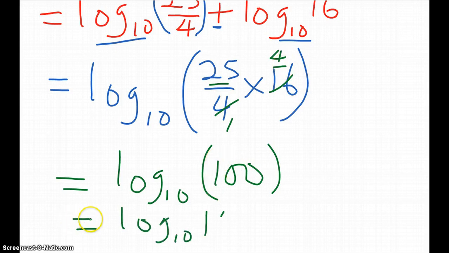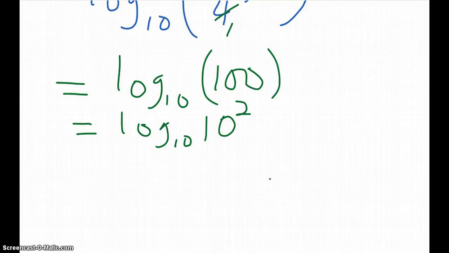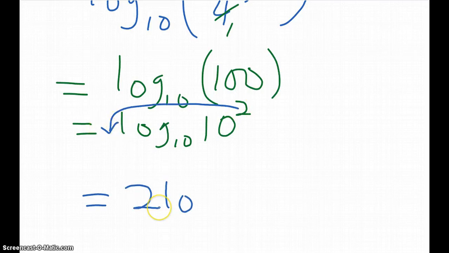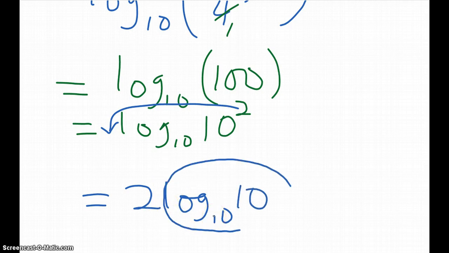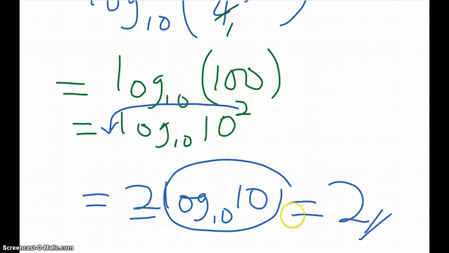100 can be 10 to an exponent of 2. And so here finally we can say the exponent multiplies, and it will be 2 log base 10 10. And since log base 10 10 is 1, 1 times 2 is 2, our answer becomes 2.